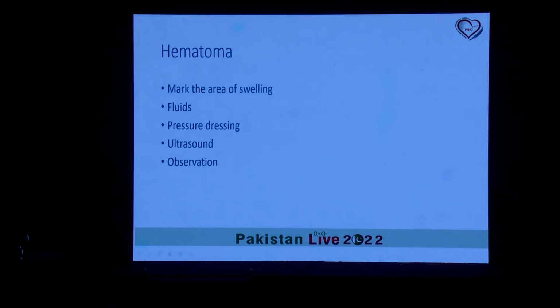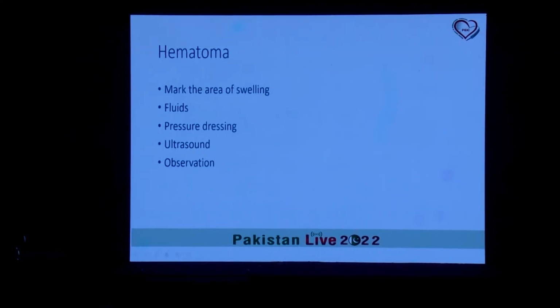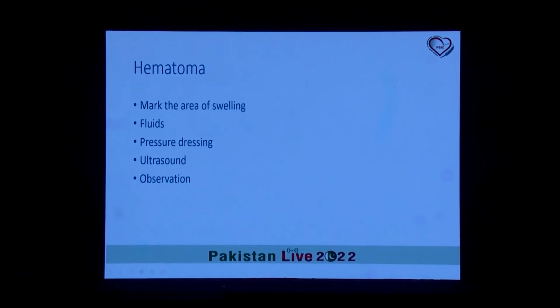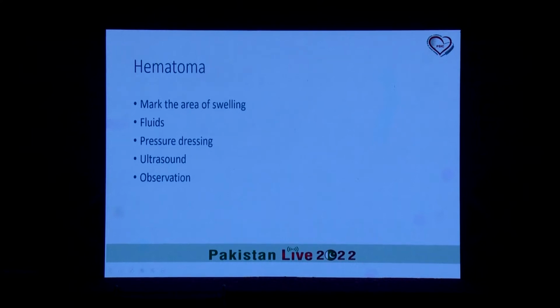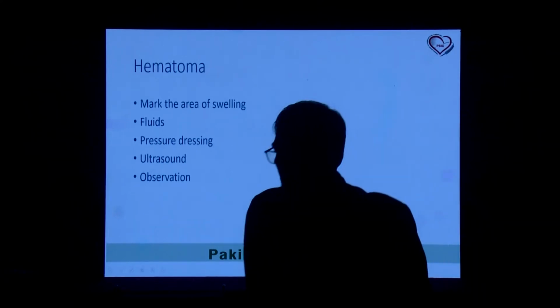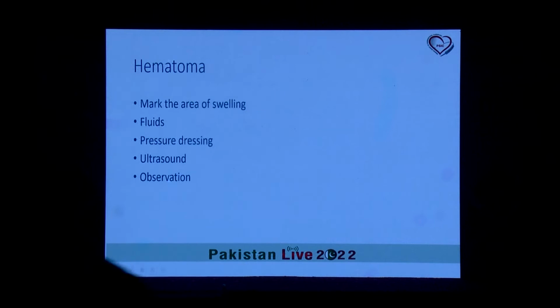If there is a hematoma, we can mark the area of swelling, resuscitate with IV fluids or blood if required, apply a pressure dressing, do an ultrasound to see the size of the collection and the arterial puncture site, and then observe. In 99% of cases, if it's not a very large hematoma, with observation and resuscitation, it will resolve after 24 to 48 hours.